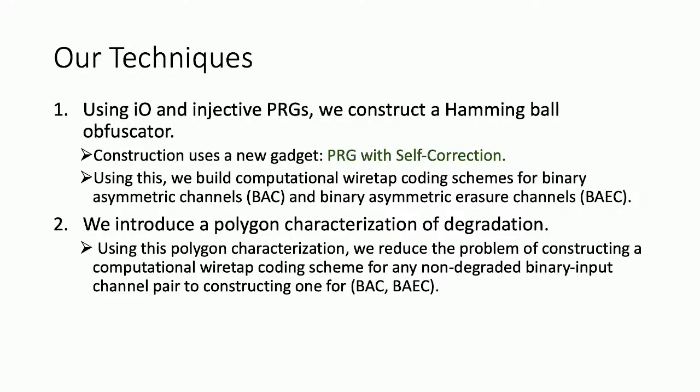Just an overview of the techniques. We're going to use iO and injective PRGs to construct a Hamming ball obfuscator. This construction will use a new gadget, which we call PRG with self-correction. Using this gadget, we'll build computational wiretap coding schemes for the binary asymmetric channel and the binary asymmetric erasure channel. Someone might ask, why is this a central case to all pairs of binary input channels? To show this, we'll introduce a polytope characterization, but we're only going to use it in 2 dimensions, hence polygon. We introduce a polygon characterization of degradation, and using it, we'll show how to reduce the problem of constructing a computational wiretap coding scheme for any non-degraded binary input channel pair to just the case of BAC, BAEC.